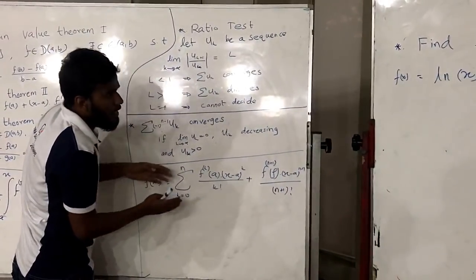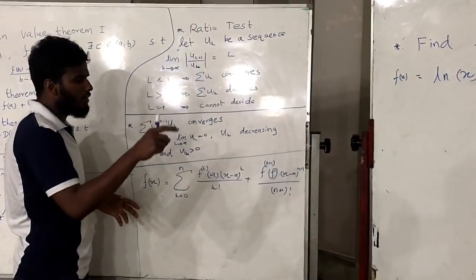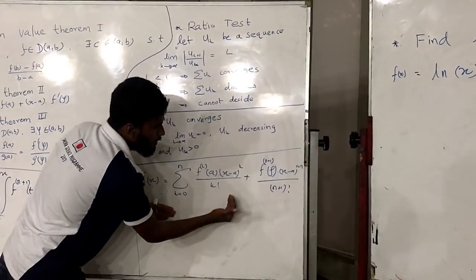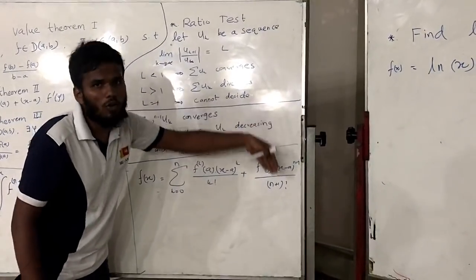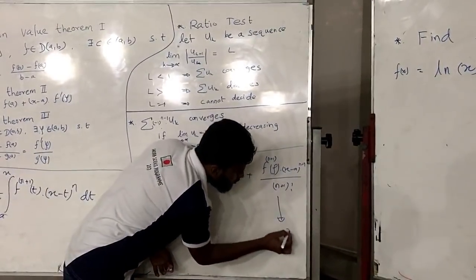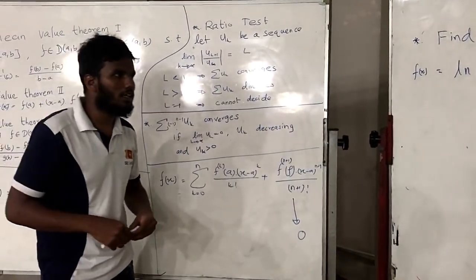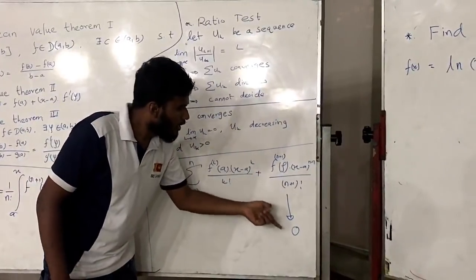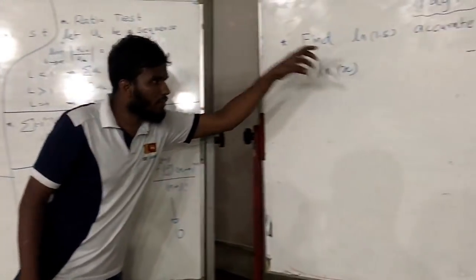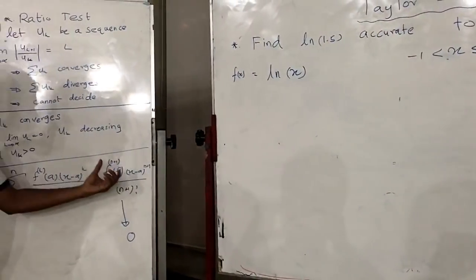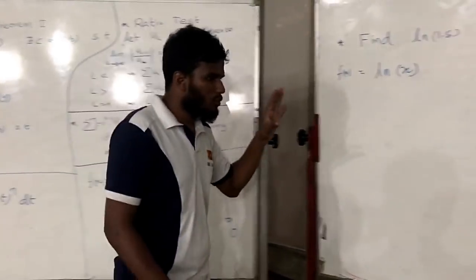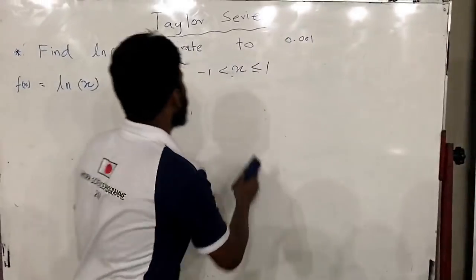We cannot find n if x is not in that region, if this diverges, because then the remainder won't become smaller. It should converge to 0 actually. We will study that later. This part should be converging to 0 to find that approximation, so that only we can find an appropriate n for our approximation. So we'll study that part later.